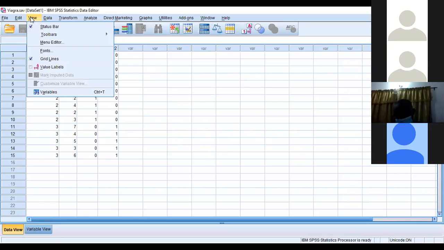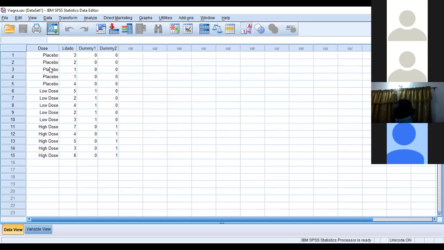Click on the view. Click on value label. Come down below grid line. Click on that value label. Can you see? It has labeled because of the dose. Placebo. Those 111 is yes. Group 1 is placebo. Group 2 is low dose. Group 3 is high dose.